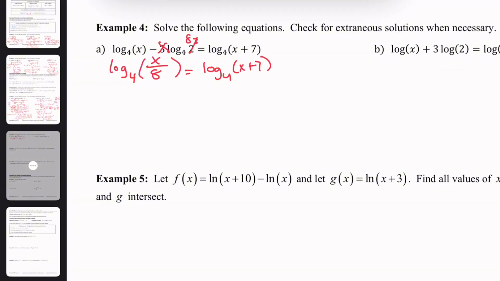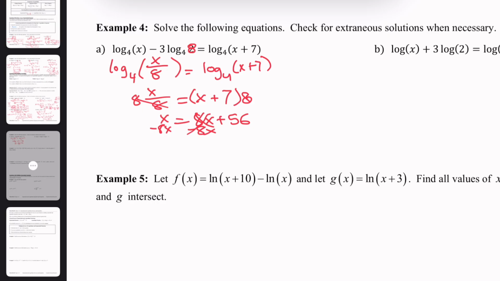Okay, now we can set them equal to each other. I'm going to multiply both sides by 8, and then solve for x. Alright, so they gave us a negative number. So now let's go ahead and check with the domain. This one has an x here, and this one too, so we can check the domain with these two. If we make both greater than 0, this one becomes x is greater than negative 7. This one is x is greater than 0.